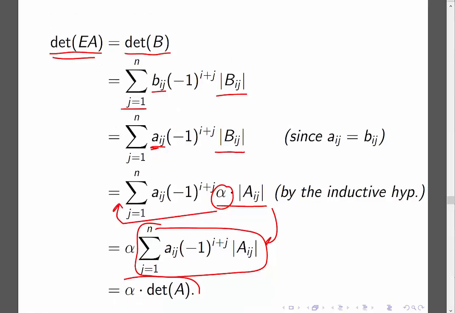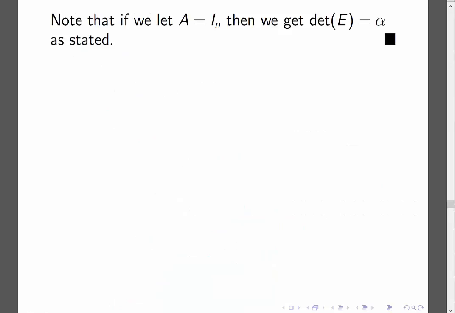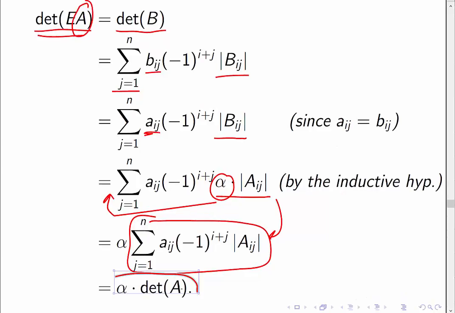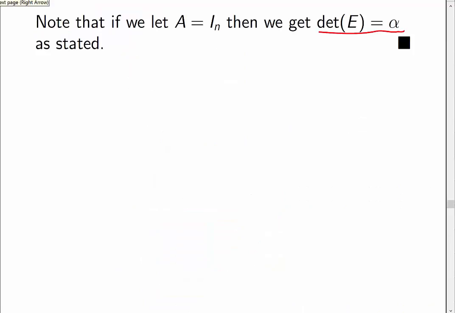The last thing to note in the proof is that if we let A be the identity, then we get that the determinant of E is equal to alpha. If I go back to the previous slide and let this A be the identity, then we know the determinant of I would be 1, so I would get that the determinant of E is equal to the value of alpha, and that was the last part of the proof.